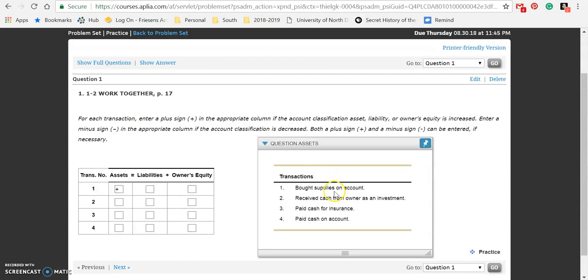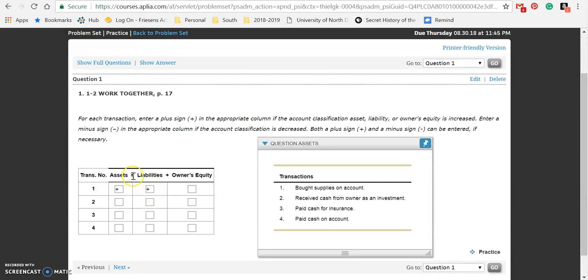And then it also says on account. Remember, on account means that we did not pay cash for something, so we now owe somebody money. When we owe somebody something, that means it's a liability. And because we didn't pay for it right away, our liability is going up. So over here, under transaction number 1, the liabilities, we're going to put a plus sign. So that's our first transaction. Assets are going up with supplies, and so is liabilities.